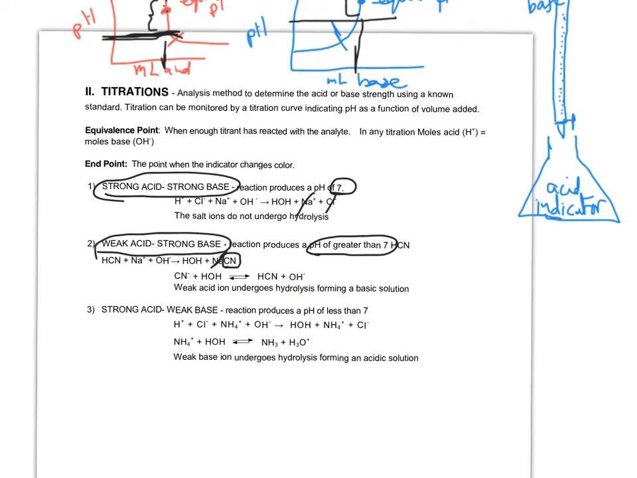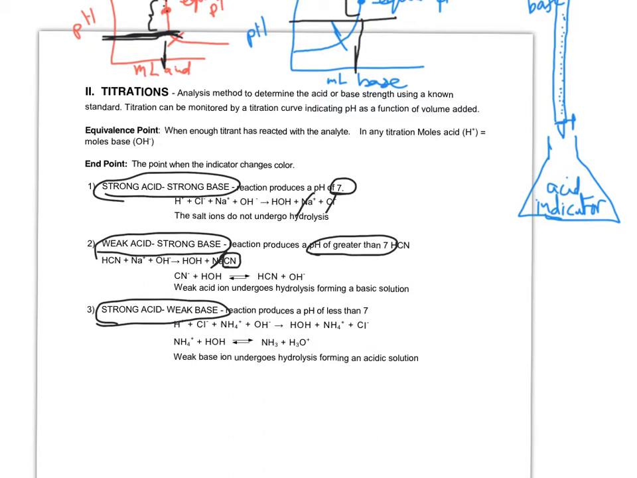Now let's look at another scenario. What if you have a strong acid with a weak base? For example, a strong acid like HCl, so H+ and Cl- there, and a weak base like ammonium hydroxide, NH4+ and OH-. They all combine, you form water, and then NH4Cl.